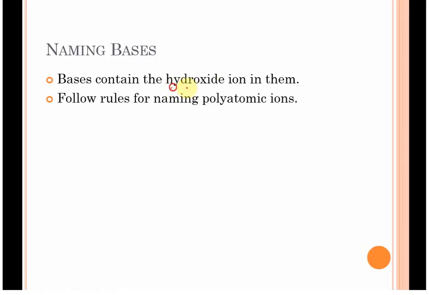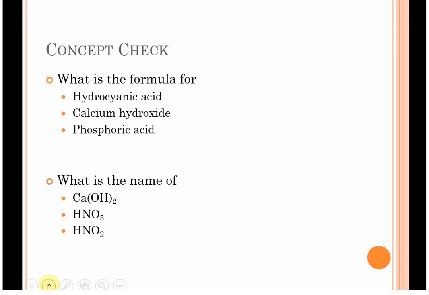Now, bases are just going to have the hydroxide in them, and you're going to follow the rules for naming polyatomic ions. So what's the formula for hydrocyanic acid?